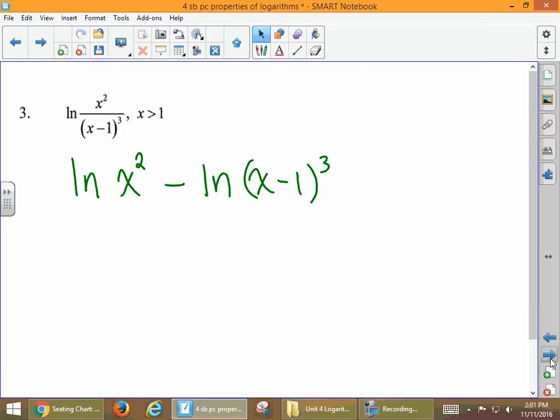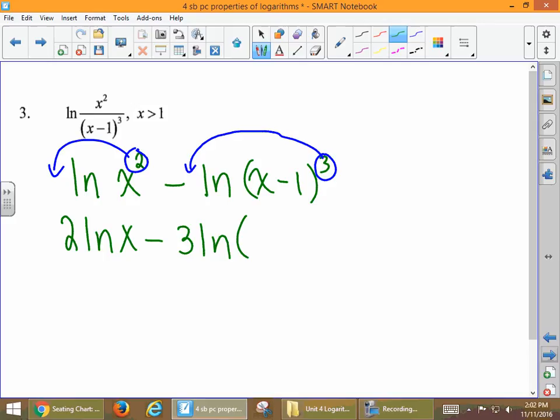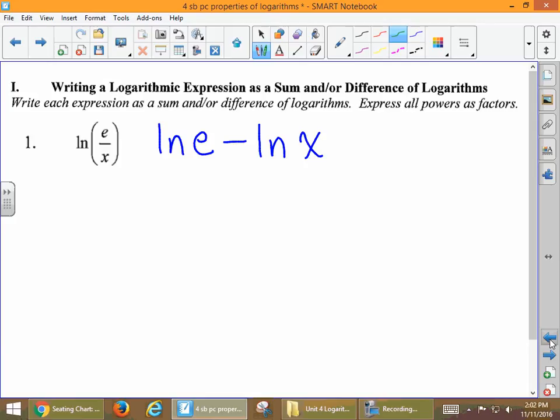So in other words, we're going to take this 2, and we're going to write it out in front of the logarithm. We're going to take this 3, and we're going to write it out in front of the logarithm. And we end up with 2 times the natural log of x minus 3 times the natural log of x minus 1. We want to write our exponents as factors. That's what our directions say here. Express all powers as factors. So we do want to do that.